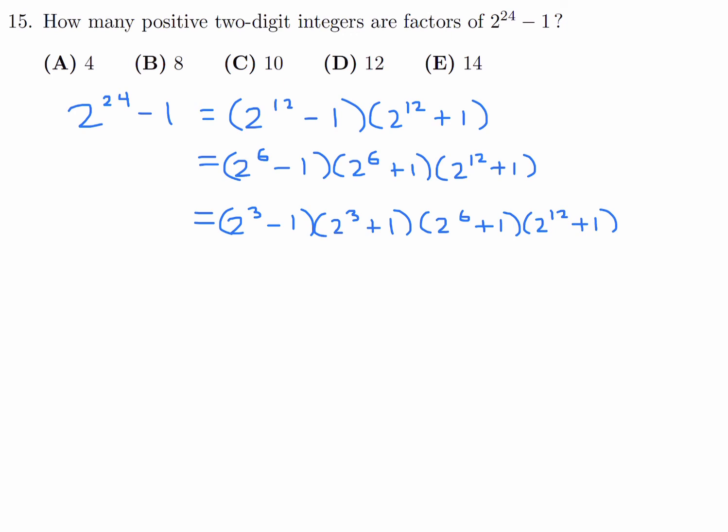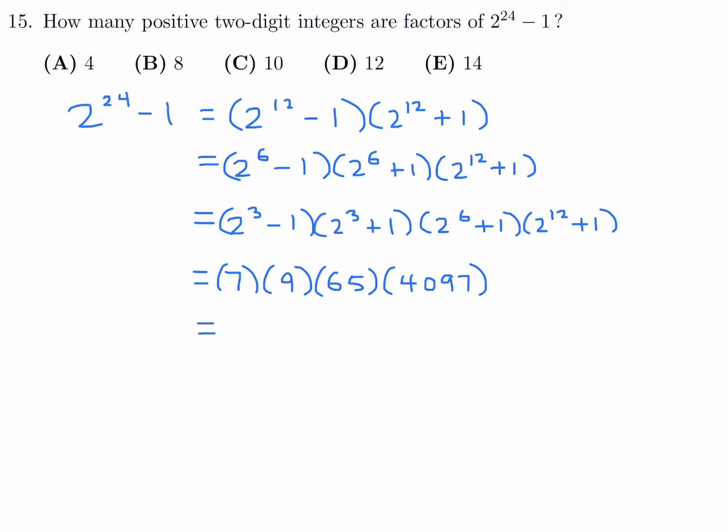So now we just have to look at what the numbers are. This one, well, that's easy. 2 to the power of 3 is 8. 8 minus 1 is 7. This next one, 2 to the power of 3 plus 1, so 8 plus 1, which is 9. 2 to the power of 6 plus 1, that's 64 plus 1, so that's 65. And 2 to the power of 12 is 4096, I believe, and then plus 1 would be 4097.